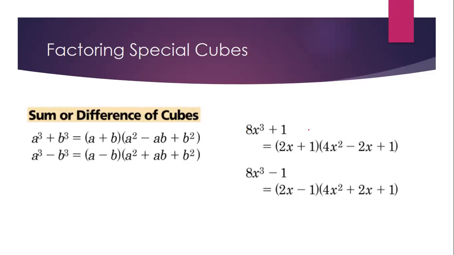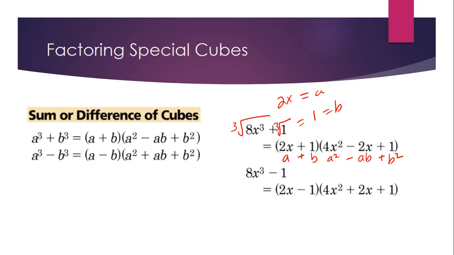So for example, the cube root of 8x cubed is 2x. That's my A. Does that make sense? The cube root of 1 is 1, and that's my B. And now I'm just plugging them into the formula. So it becomes A plus B, that's my binomial, times A squared minus A times B plus B squared.